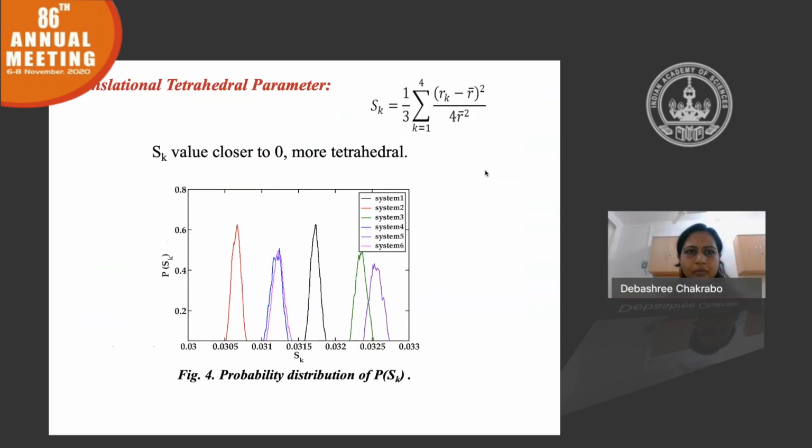So when we calculate this, we will get some value, and if the Sk value is closer to 0, that means this is more tetrahedral. And our main aim for this study was to find out the structure of water near this peptide nanotube. So what we found is that for the neutral analog, the tetrahedral order is more compared to the charged one.